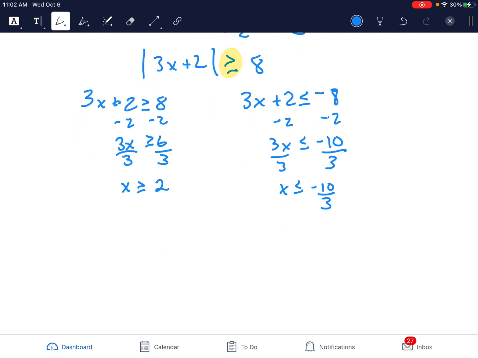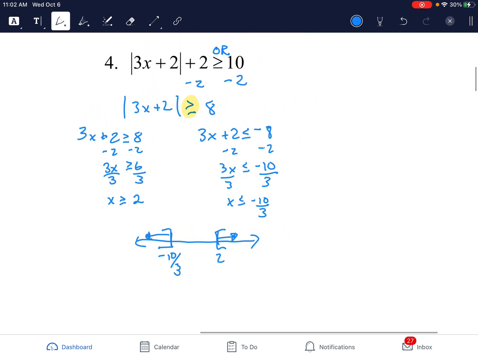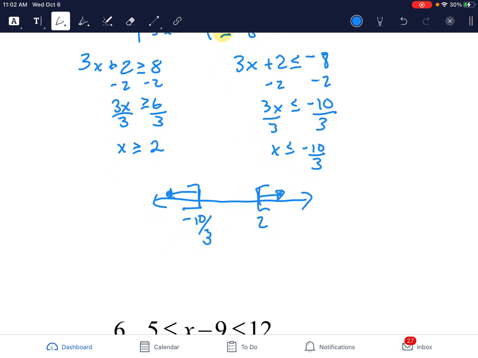Now I go to graph this. I have negative 10 over 3 with a bracket going to the left, I have positive 2 with the bracket going to the right, and that's good because I have an or. Remember, this is an or question, so they don't have to overlap.